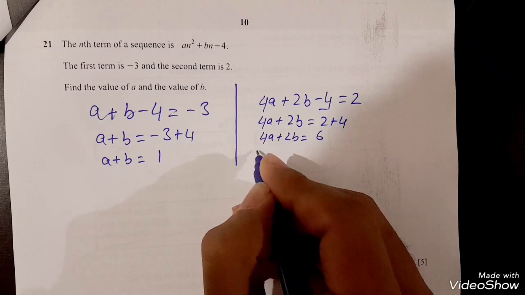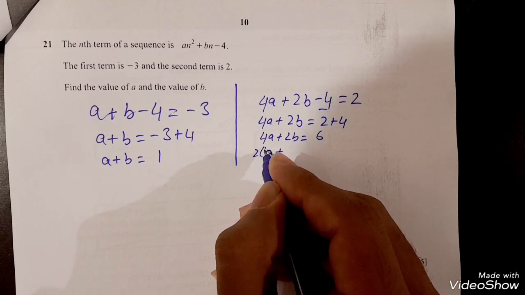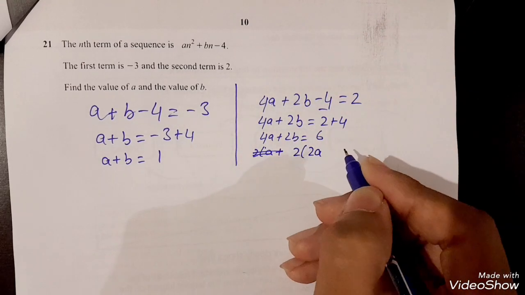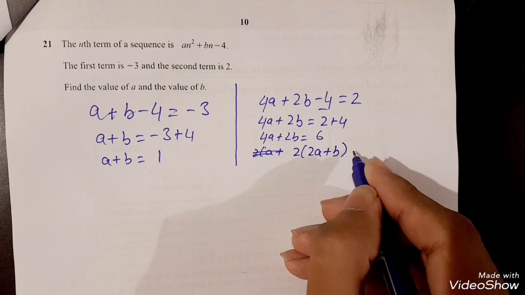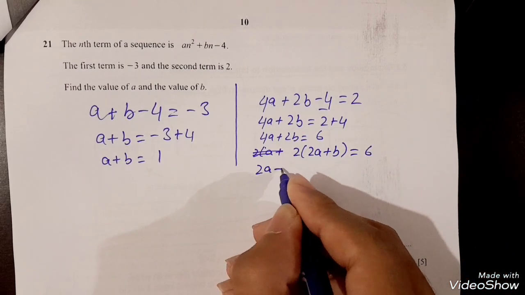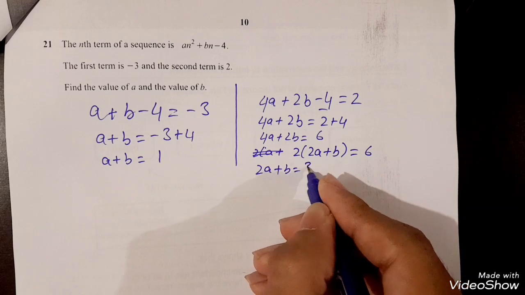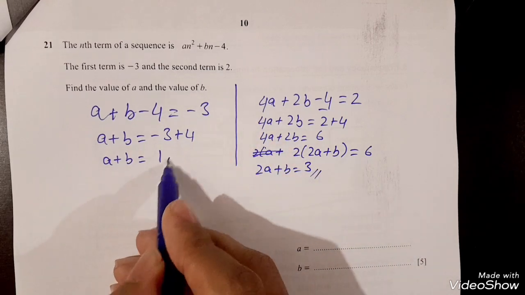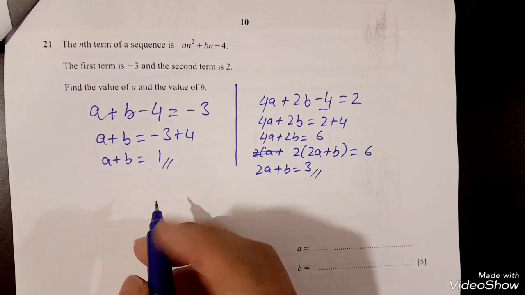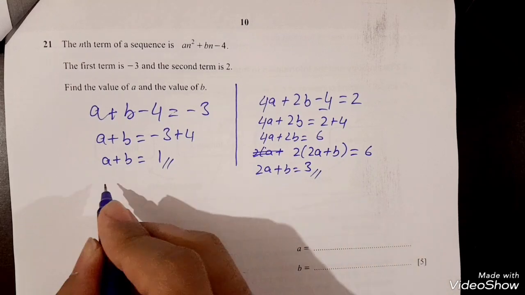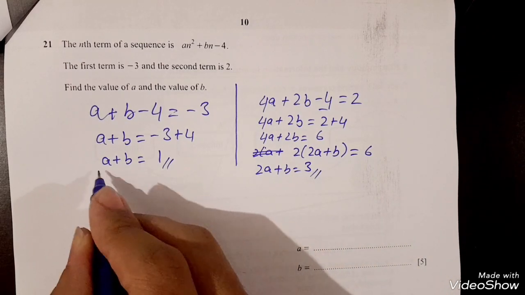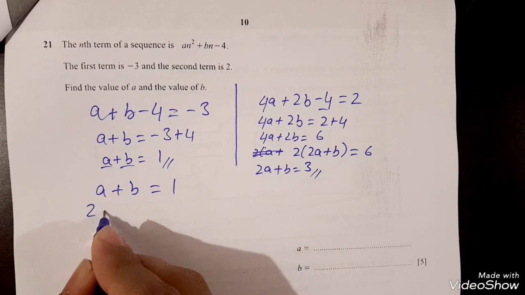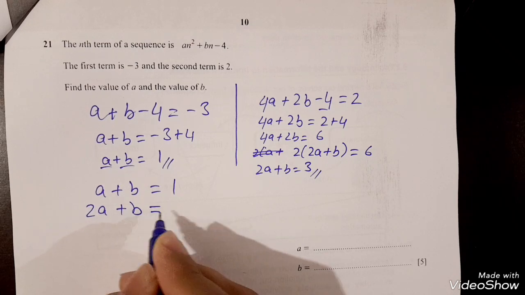Then we'll exclude 2. My bad, 2 like this. 2a plus b is equal to 6 divided by 2, which is 3. So this is the equation from the second term and this is the equation from the first term. So we will use these equations as simultaneous equations and calculate the values of a and b. So a plus b is equal to 1. 2a plus b is equal to 3.